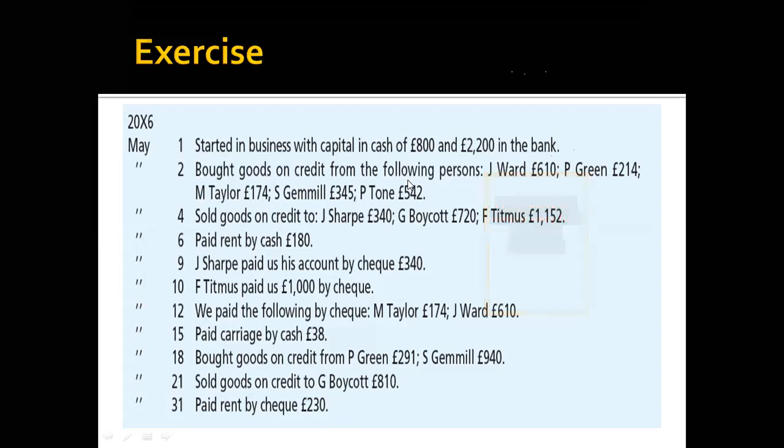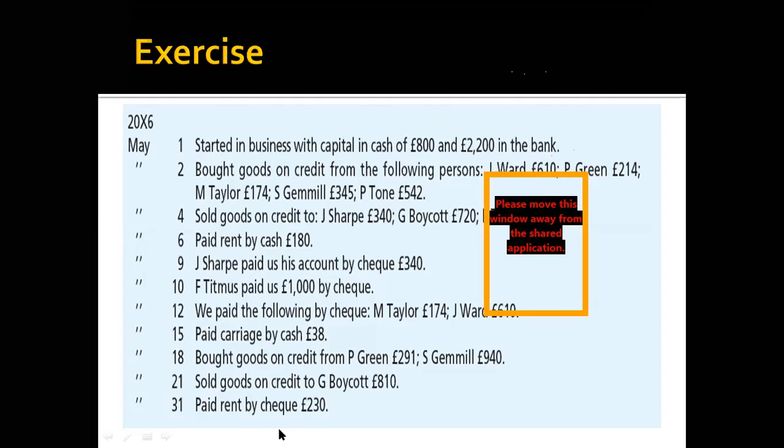All right? Anyways, so you're going to credit the capital account with cash and bank, and you debit the cash account and the bank account separately as well. I'm going to go to the Excel sheet now, shortly.